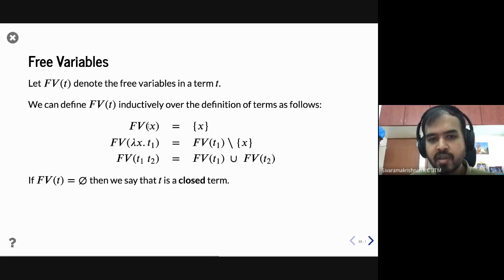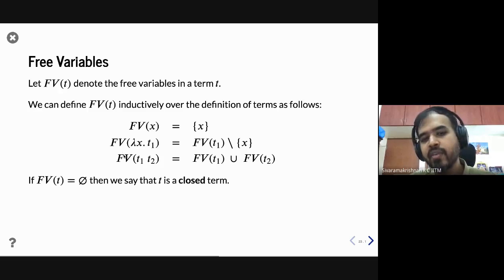The free variable of the lambda term x is just x. Let's look at the third one first. The free variables of t1 applied to t2 is the union of the free variables in term t1 and the free variables in term t2. And for an abstraction: what does abstraction do? Abstraction introduces a binder, and t1 might have some bound variables x which refer to this binder.